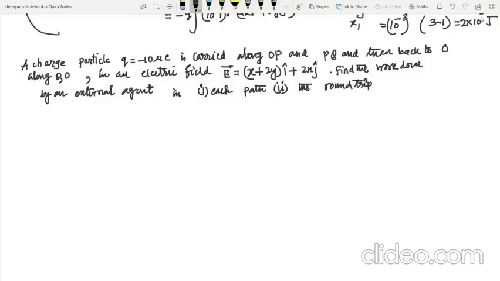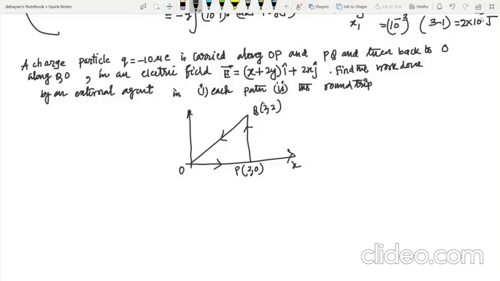So that is the corresponding curve, O, and if this is a point P, that is (2, 0), and if it is a point Q, then it is given (2, 2), and the curve is going like that. So you have to find the work done for each path. Since it is 2 dimensions, this is x and this is y, and the electric field is always written like that, Ex i cap plus Ey j cap.